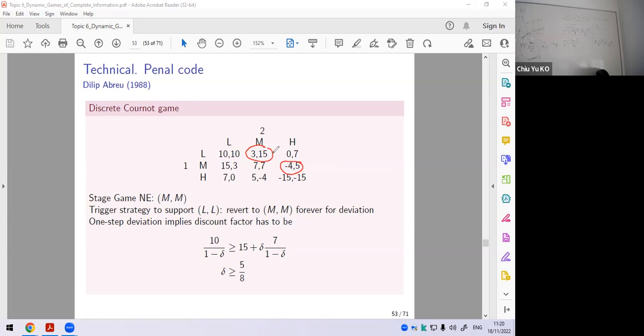Let me repeat again. Before, the punishment is 7-7. Now we consider punishment in the way that player 1 is even worse off, and player 2 actually benefits along the path. Okay, so that's the idea. So why is this better? And I haven't finished it.